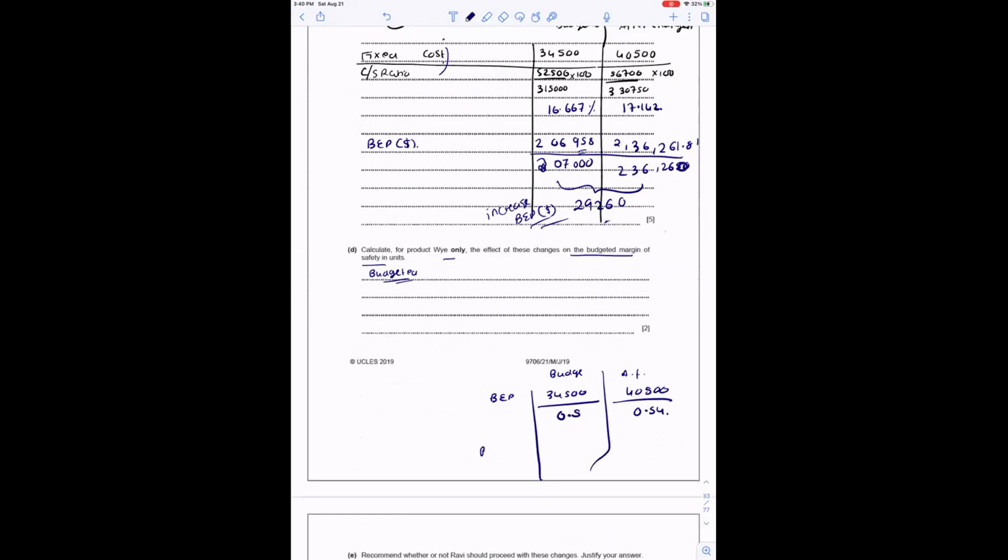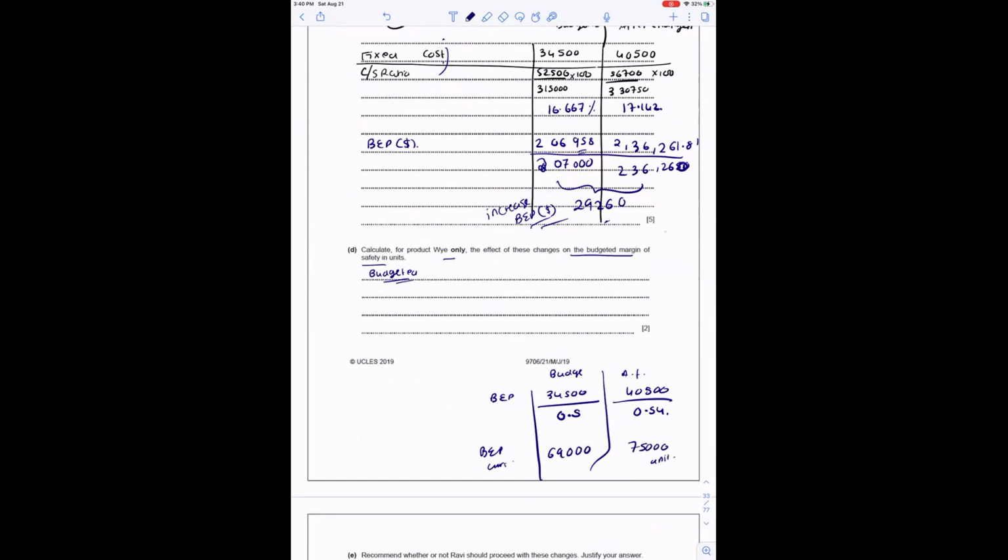So the break-even point in units would be 34,500 divided by 0.5, which is 69,000 units. And here it would be 40,500 divided by 0.54. So it is 75,000 units.